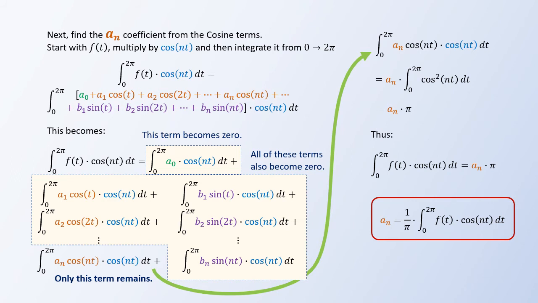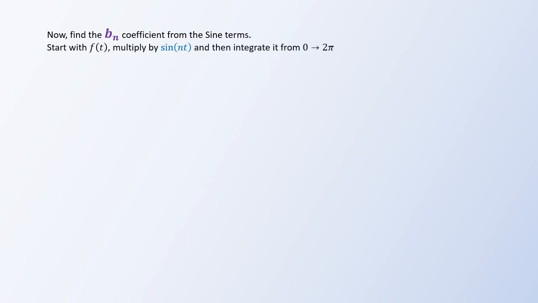And once again, you're going to say, oh my gosh, it's gotten even more complicated because now we're multiplying f of t times the cosine of nt. How am I going to solve that? Again, be patient. You'll see that this becomes very, very simple. So now let's finally look at the bn coefficients that are on the sine terms. Okay, now in this case, we're going to do the same trick. We're going to multiply everything by sine of nt.